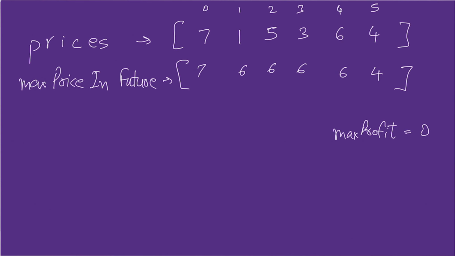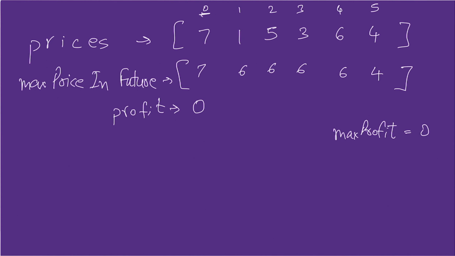So let's see. We start with our iteration from the 0th day. If we buy a stock on this day, it will cost us 7. And if we sell it sometime in the future, the max price we can get is 7. So the profit we can get for this day is 0. And let me just label this as profit so that we know that these are all profits. Now 0 is the profit, and the max profit we know so far that's possible is 0. So there's nothing to change for max profit.